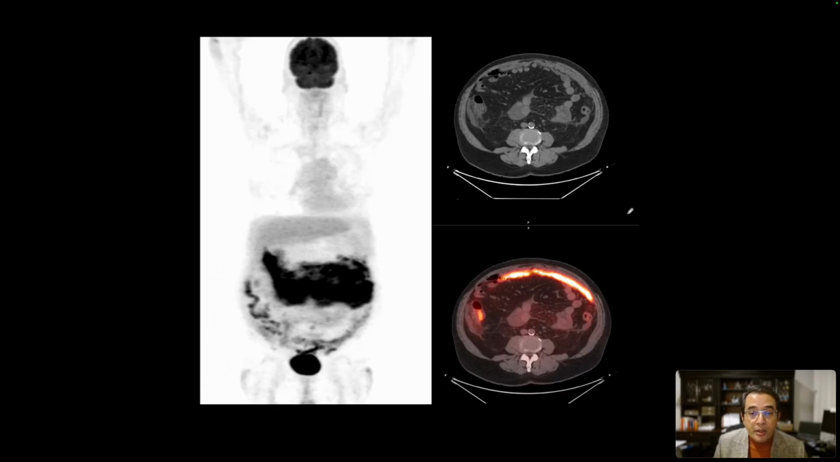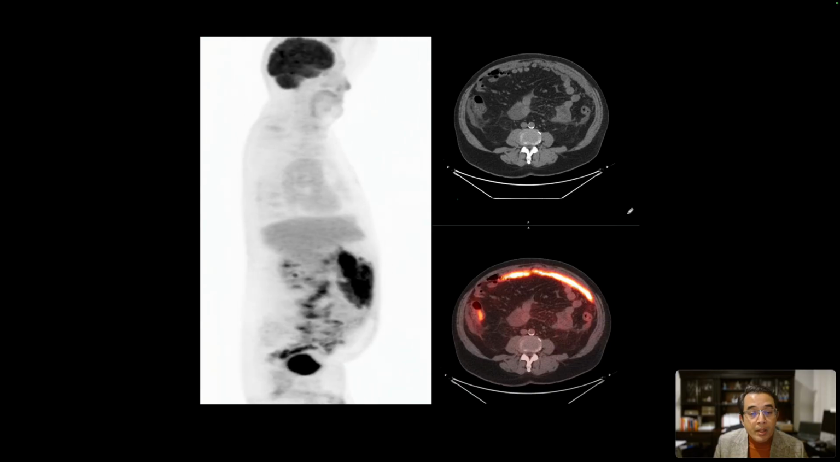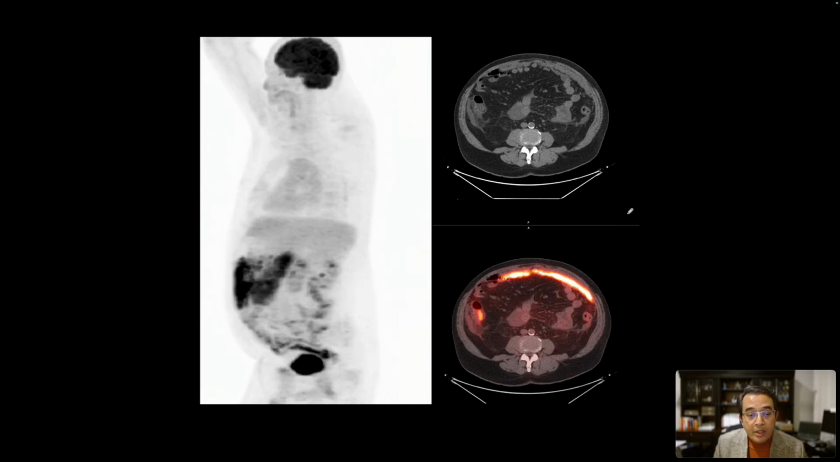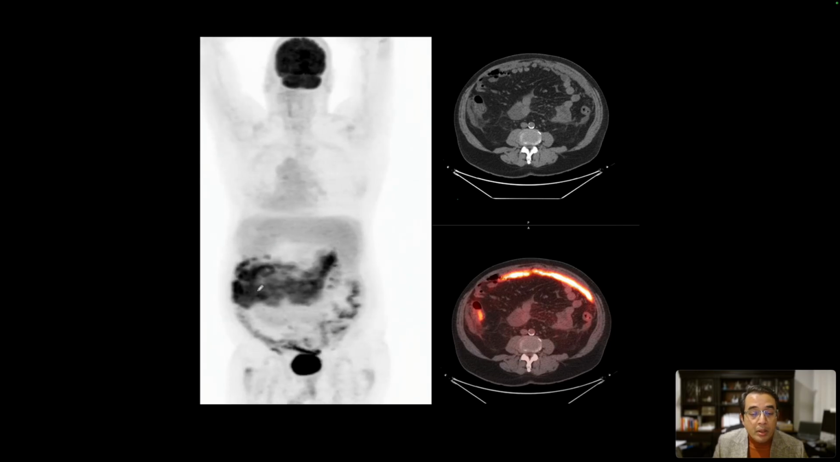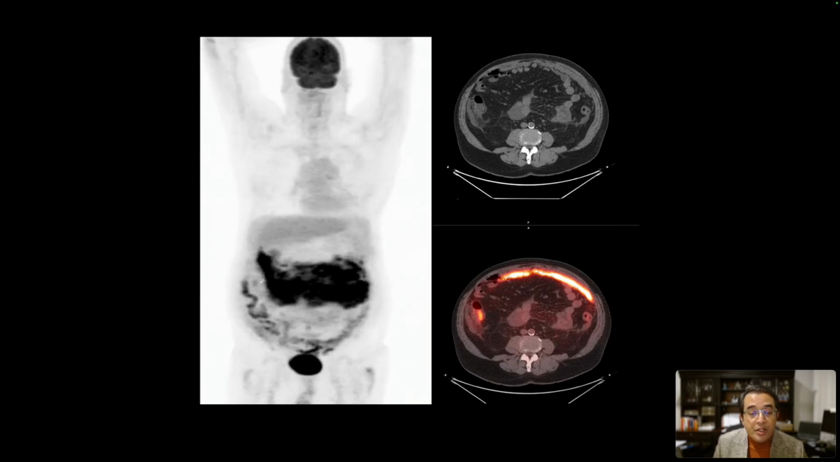This next patient was evaluated with FDG PET, and we see multiple confluent foci of intense FDG uptake in their abdomen, and these foci correspond to these omental densities. So this patient has carcinomatosis and omental caking, which is showing intense FDG activity.